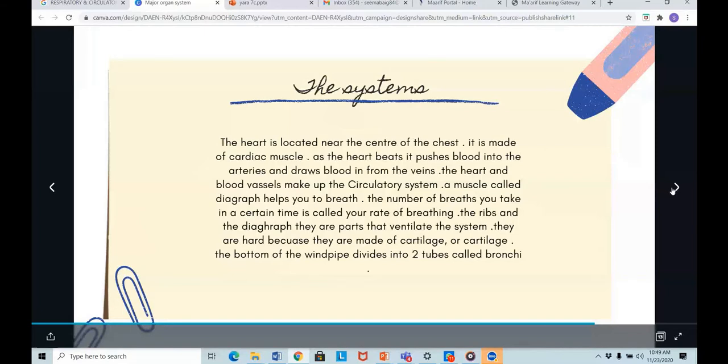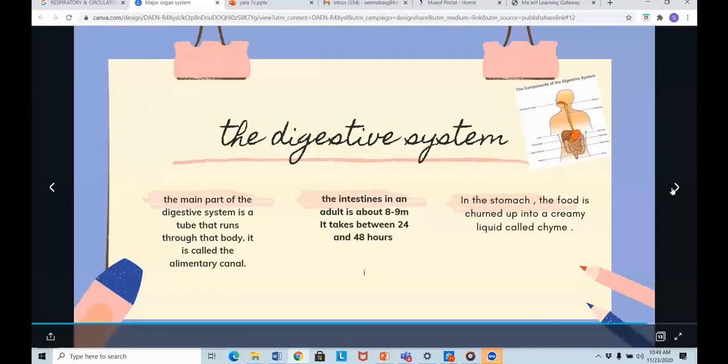Okay, then we have about the systems. Yeah, explain about the digestive system, please.